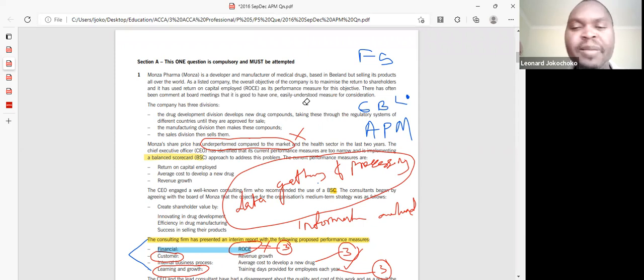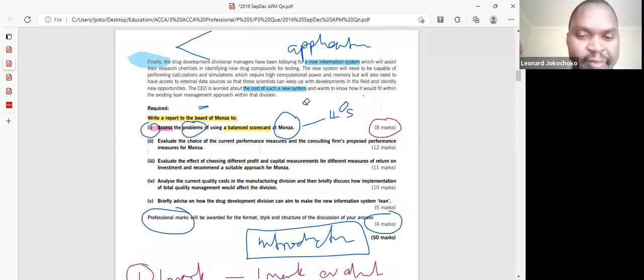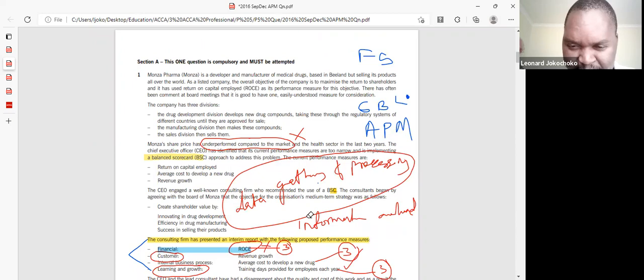So if I did get my mark on the first part, on my introduction, I have the professional mark there. Then on the technical part, on the 8 marks, I have 2. Let's continue. The second problem I raised with the balance scorecard, I said it is to do with information overload. And that's the second 2 I raised there.